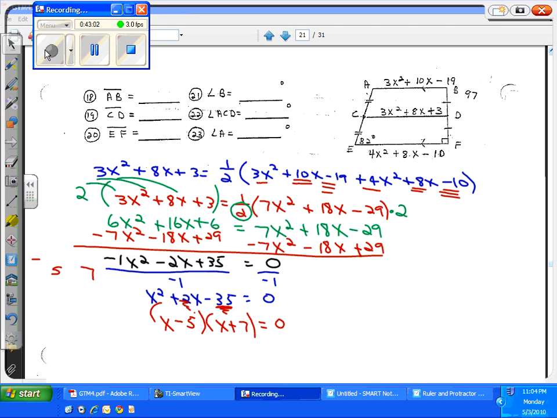Now, if two factors multiply to 0, then either the first factor, x minus 5 equals 0, or the second factor, x plus 7 equals 0. So then we would solve by isolating. We would get x equal 5 here. Subtract 7, or x equal negative 7 there. So we get x equal 5, or x equal negative 7. Now let's go back and find AB again.